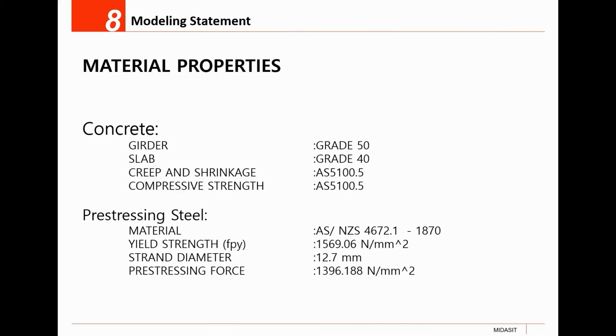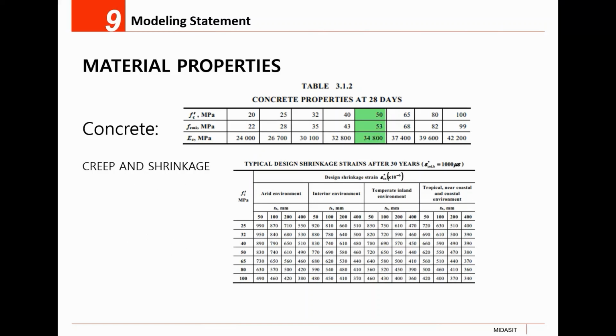with 1870 minimum strength, and then we'll have a yield strength of 1569 MPa, and the strand diameter that we will use is 12.7 millimeters, and we'll have a jacking or pre-stressing force of 1396 MPa.